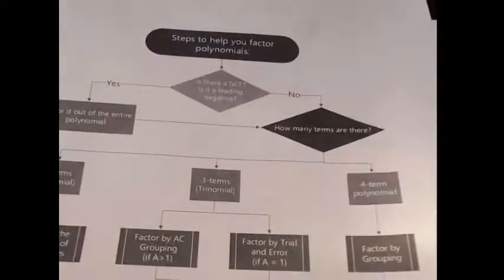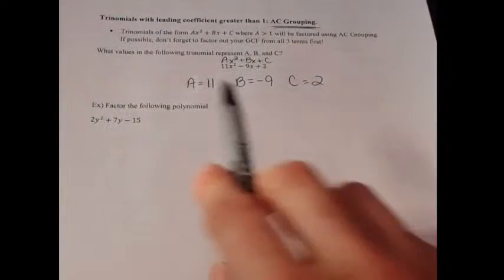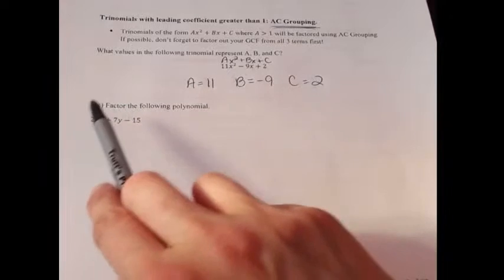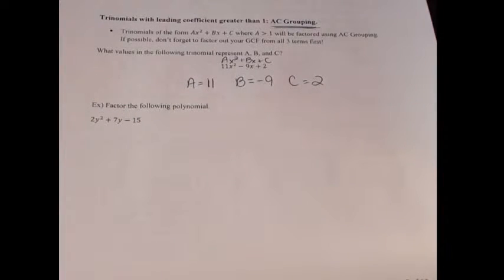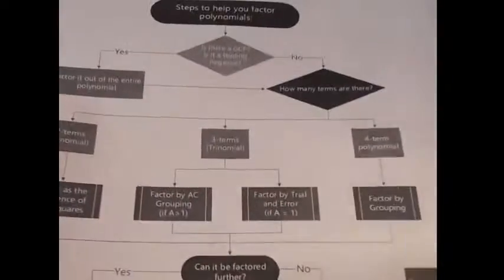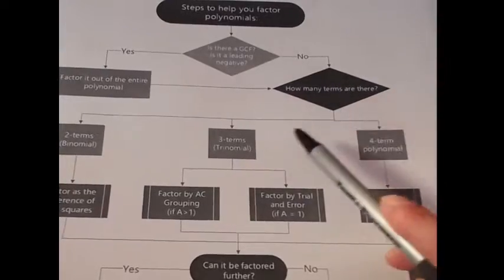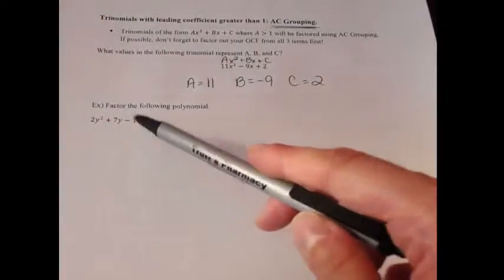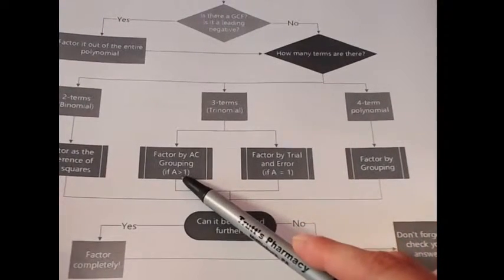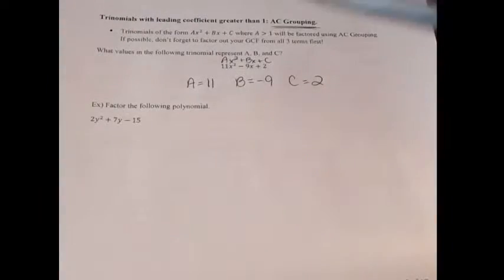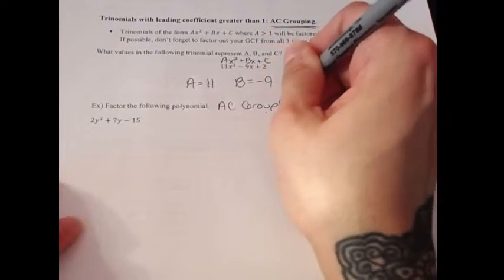According to my flowchart, I need to look to see if there's a GCF first. So I'm going to look at each term, numeric part and variable part, and I'm safely going to say no, there is no GCF. How many terms are there? It's 3 terms. This is a trinomial. And then notice that my leading coefficient, my a, is greater than 1. So I'm going to use AC grouping. The method I'm going to use here is AC grouping.